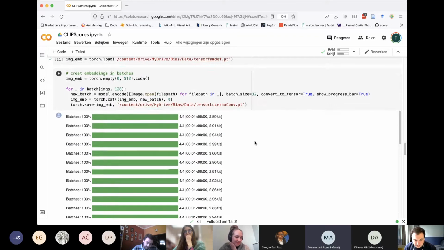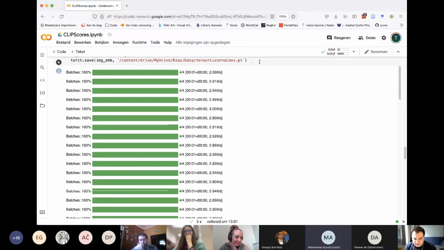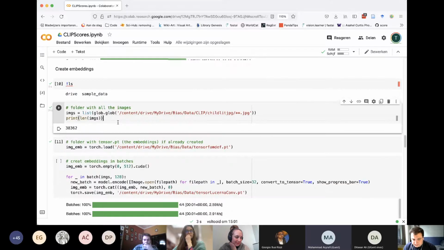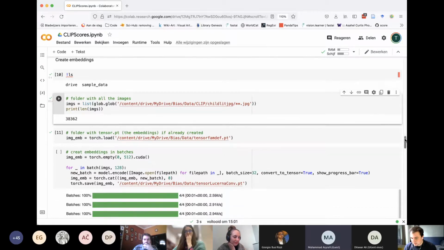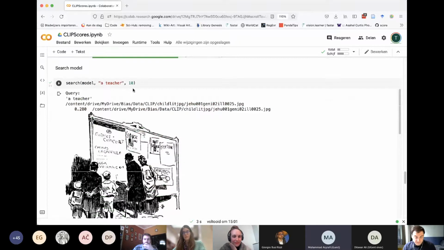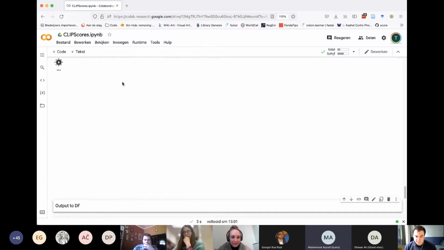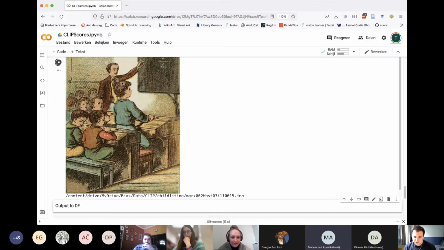Yeah, that's right. As you can see here, I extracted embeddings with CLIP for around 38,000 illustrations and images, which we collected from Dutch children's books. And here you can see how it works. We ask the model to connect images to a textual prompt, and now it returns the 10 most similar images to this prompt. So here, for example, I can now show you the prompt "teacher", and you can see that it's not always the best result.